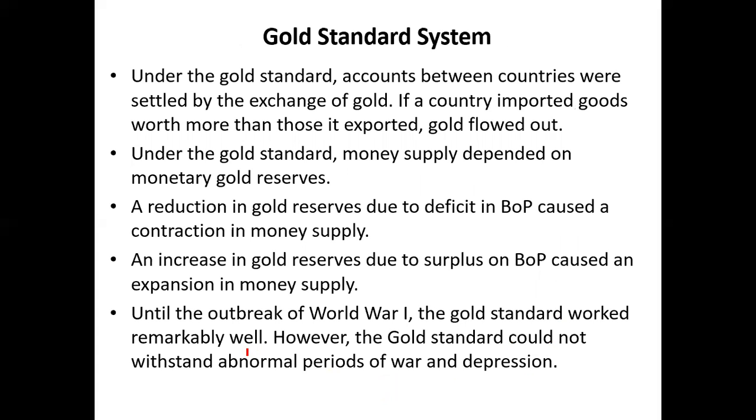Now, in detail, we will discuss the gold standard. Under the gold standard, accounts between countries were settled by the exchange of gold. So gold was a basis. If a country imported goods worth more than those it exported, then definitely gold flowed out. If you buy more goods than what you export, then you will have to give more gold to the other countries, because you are importing more and exporting less. That means gold would flow out.